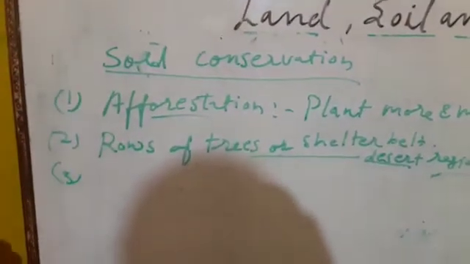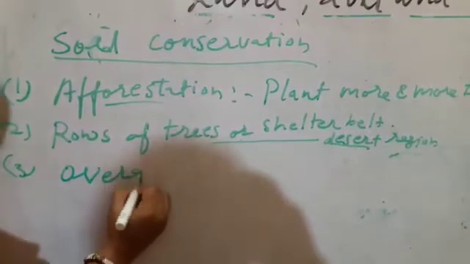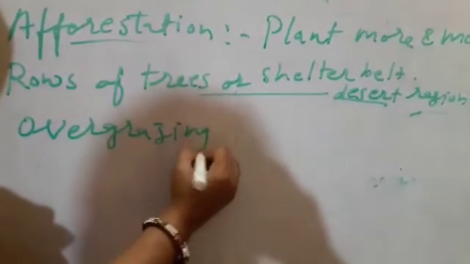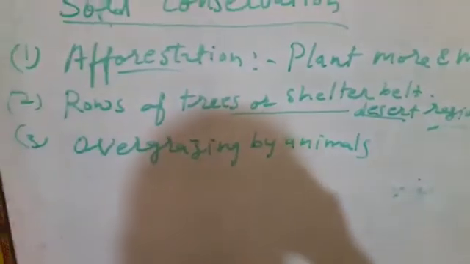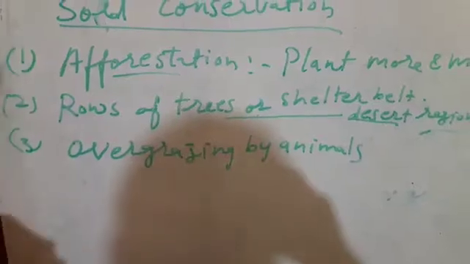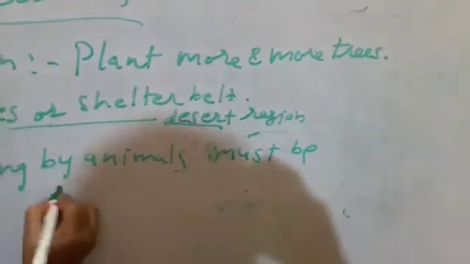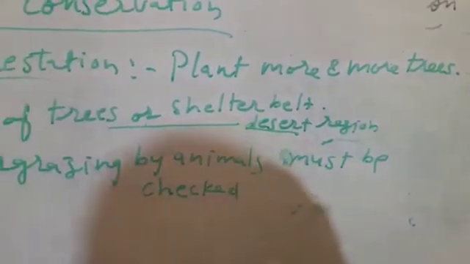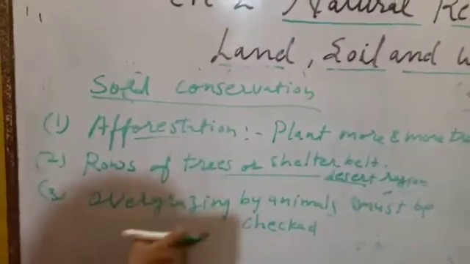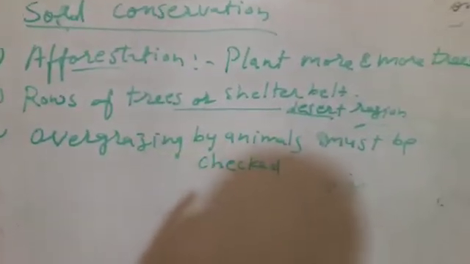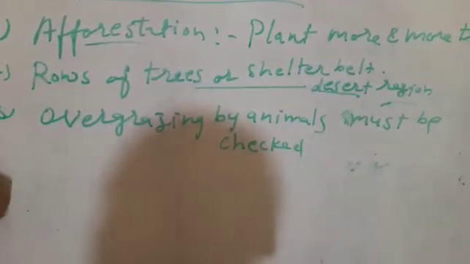Now, third one is overgrazing by animals. Overgrazing by animals like sheep and goats must be checked, because the free movement of animals in the field should be restricted.